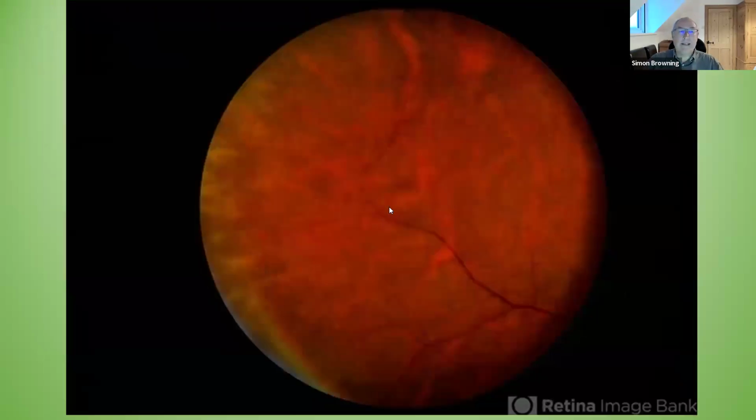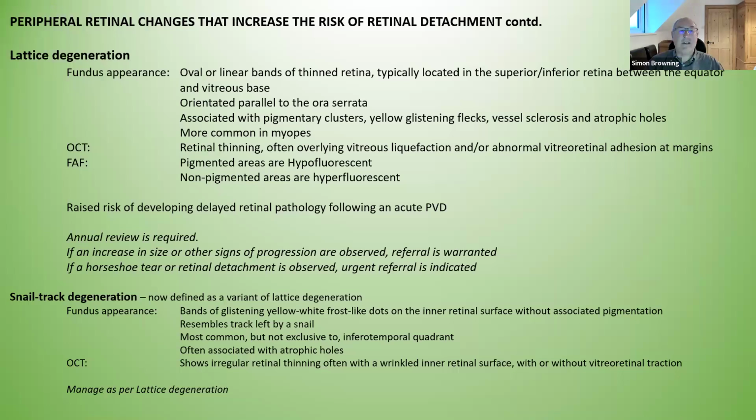Now, lattice degeneration. Oval, linear bands, thin retina. It's something we're very familiar with when we see it, but we do miss it a lot of the time. Characteristically, it's orientated parallel to the ora serrata. So if you've got something that's coming in like the spokes of a wheel on the retina, it's not lattice degeneration. Lattice will go around the periphery. And the OCT is very useful here because you'll see retinal thinning and often see overlying vitreous liquefaction as well.